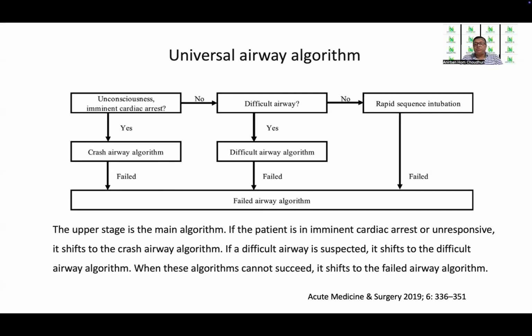Rapid sequence intubation, we all know, is the application of cricoid pressure at the time of induction, and after that, there is administration of relaxants, but there is no positive pressure ventilation. Now, after rapid sequence intubation, there can be failure. There can be failure after the difficult airway algorithm, as also after the crash airway algorithm. So, whenever there is failure and they cannot succeed, they shift to the failed airway algorithm.